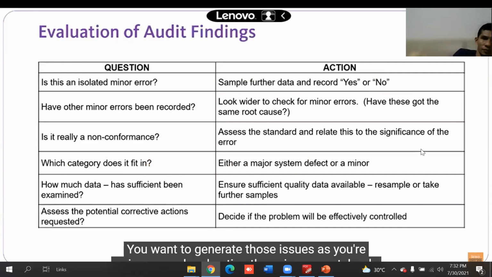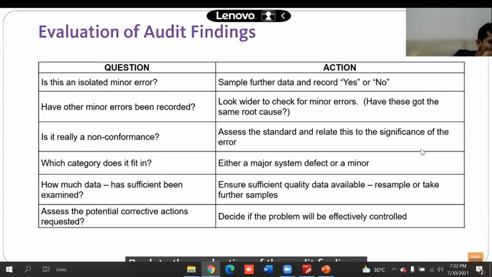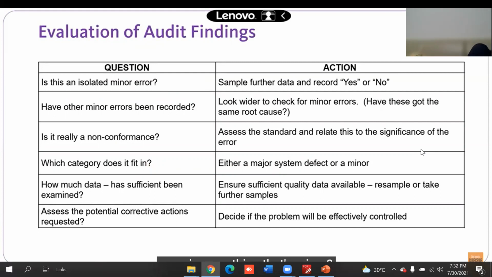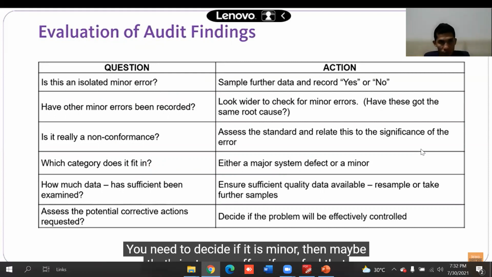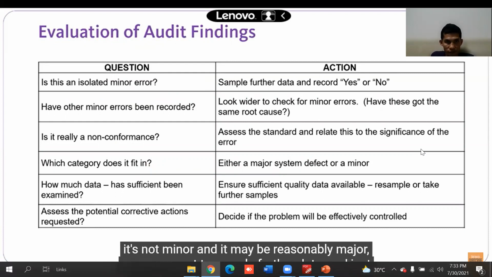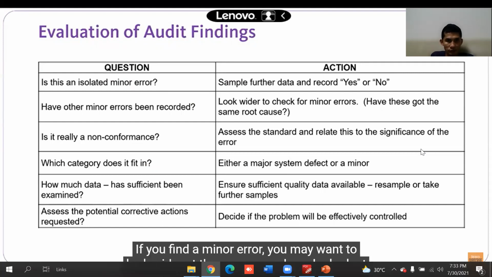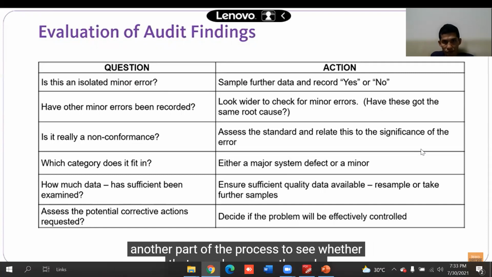So back to the evaluation of the audit findings. The first one: if you're finding an error, you need to ask the question, is this an isolated error? Is this something that's minor? If it is minor, then maybe that's just a one-off. But if you feel that it's not minor and it may reasonably be a major, then you may want to sample further data and see if that's actually occurring. If you find a minor error, you may want to look wider at the process, and maybe look at another part of the process to see whether that error has come through.